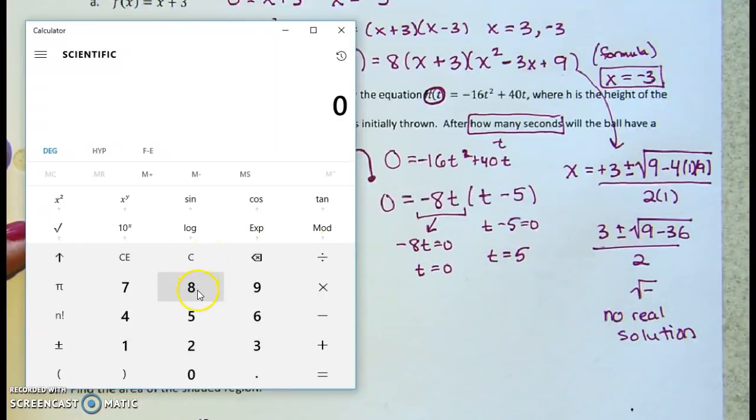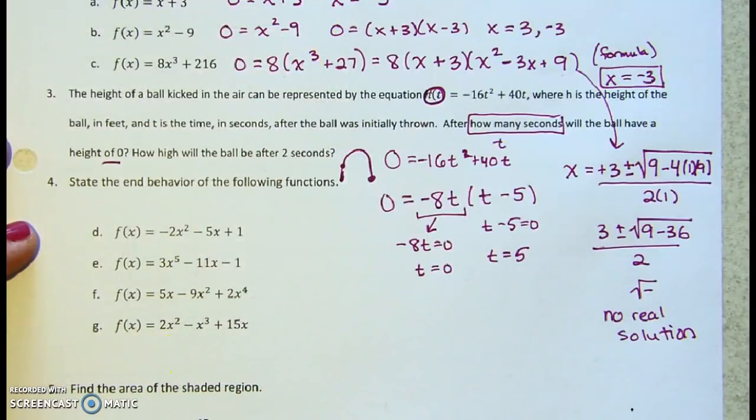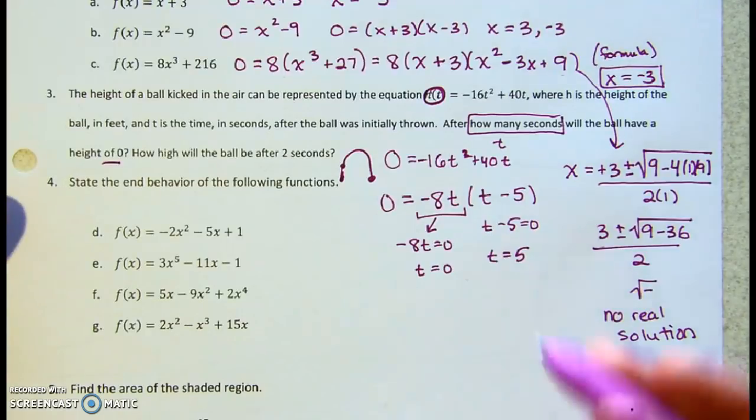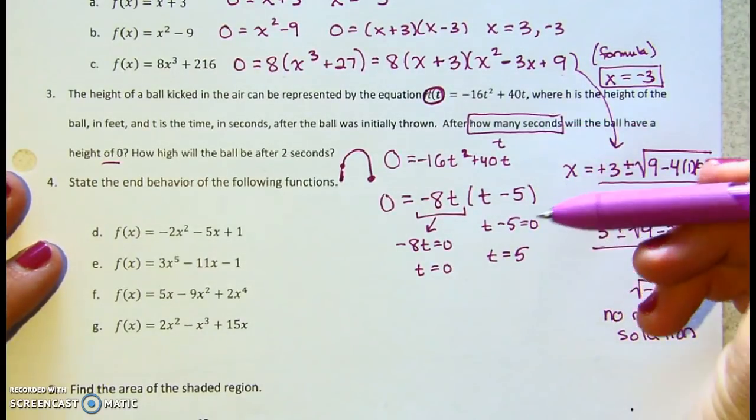Check it again. 5 squared is 25. 25 times 16, 400. Negative 400 plus 2. I made a mistake. Let's figure this out. Oh, I know what we did. We meaning you. Just kidding. You ready? Here we go.